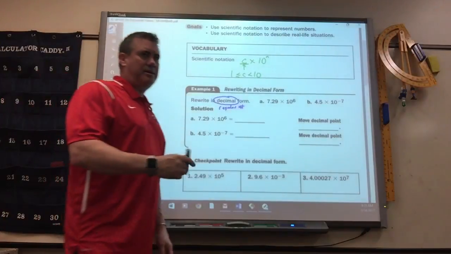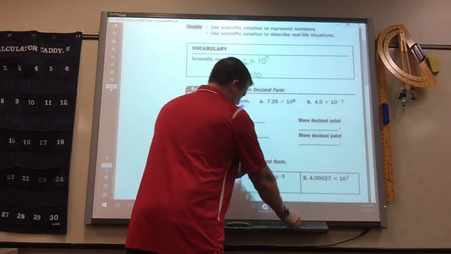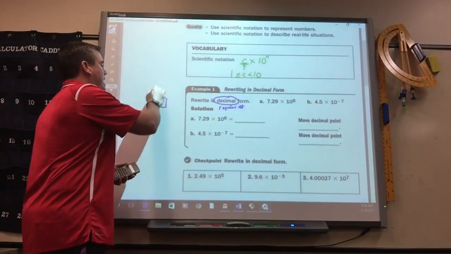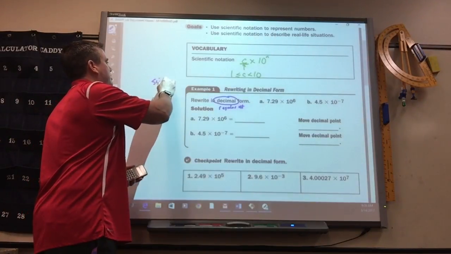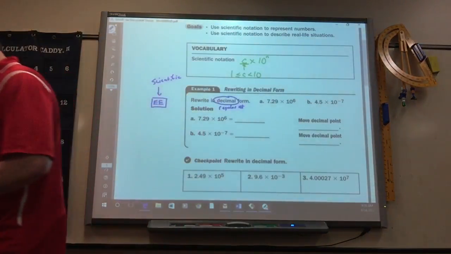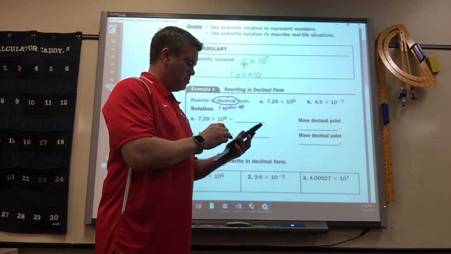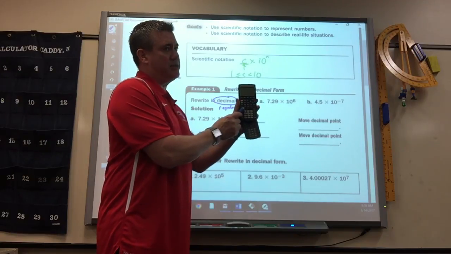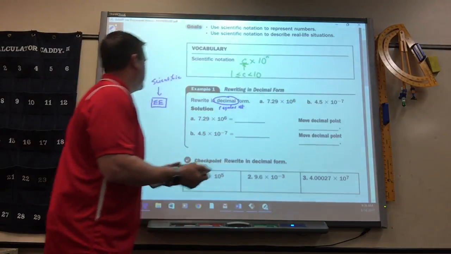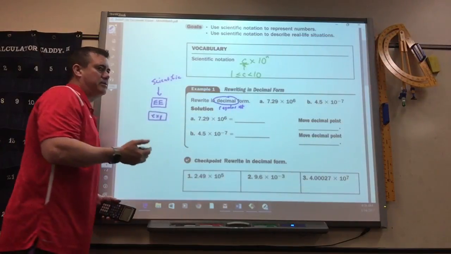Now, on your calculators, these have a key that has an EE. That is the scientific notation key. It's right here on these calculators, right above the comma, which is above the 7, and it's in gold, so you've got to hit the second function and then that. On some of the other calculators, they have EXP for exponent.